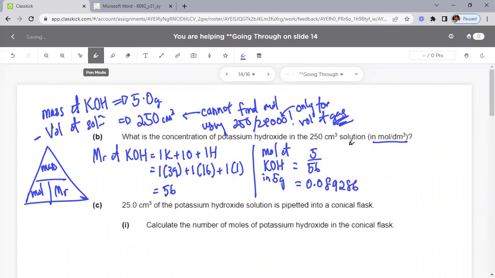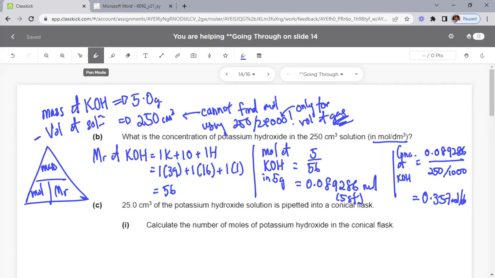You're going to get 0.089286 mole. Down here I leave it to 5 SF because this is not my final answer yet. My final answer is in mole per dm cube, so I need to find the concentration of KOH, which is going to be the moles, 0.089286, divided by 250 divided by 1,000. The divide by 1,000 is really to convert to dm cube, just remember. So I'm going to take this. The answer you're going to get will be 0.357 mole per dm cube.